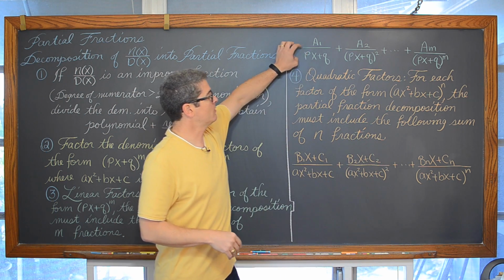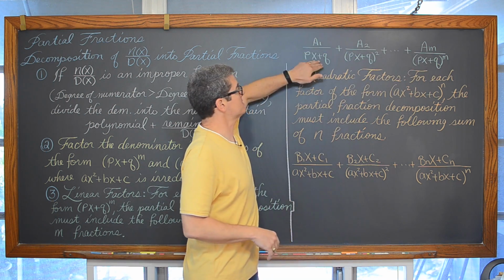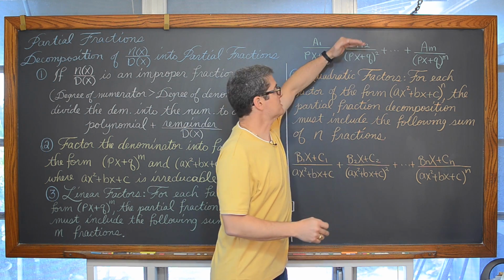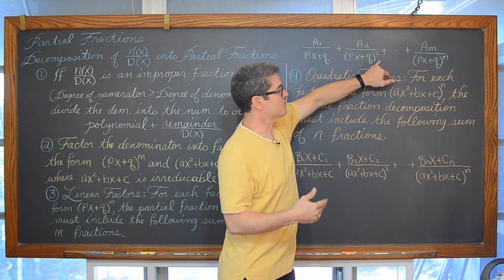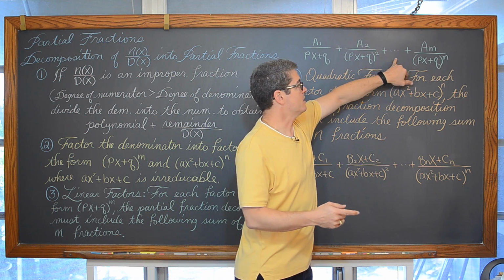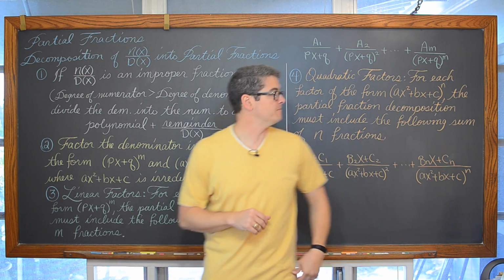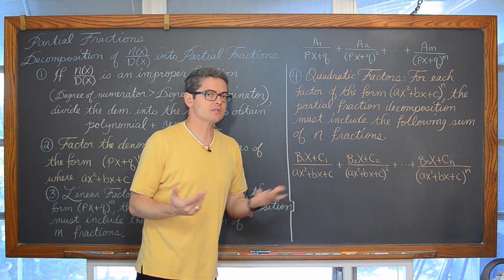But when we expand it, we're going to say, okay, well, we have a constant over that factor to a degree of 1, some other new constant over that same linear factor or quadratic, now with a degree of 2, and degree of 3 and degree of 4, and all the way up to whatever that m happens to be. And we have the same statement here except for quadratics.